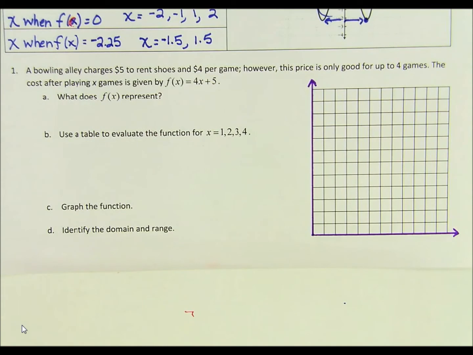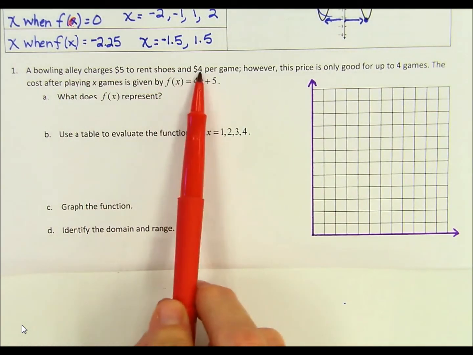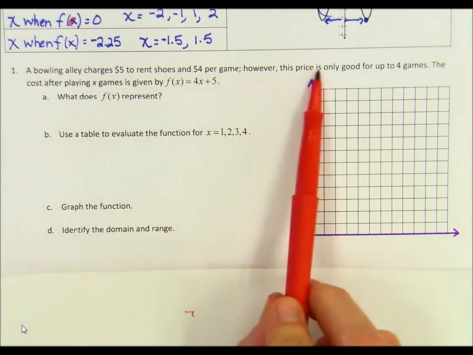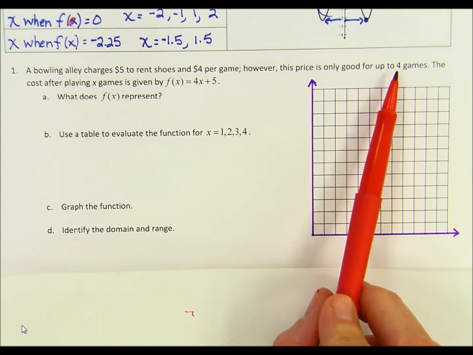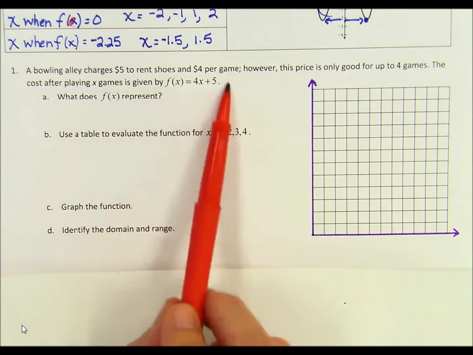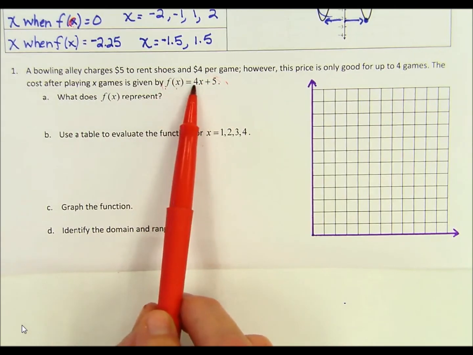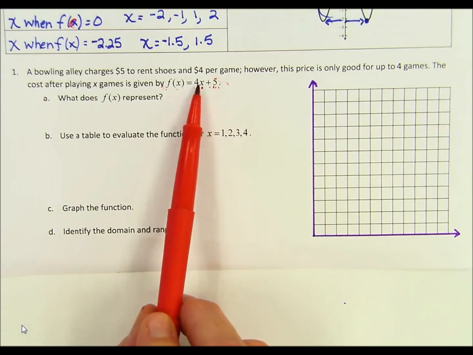Now in this situation, it's very important to figure out what's going on. You've got to know your domain and range, and you've got to pay attention to the detail and follow the directions. So it says, a bowling alley charges $5 to rent shoes and $4 per game. However, this price is only good for up to 4 games. So right there, they're restricting our domain. The cost after playing x games is given by this function. So f of x equals 4x plus 5. So $5 to rent our shoes, $4 per game.